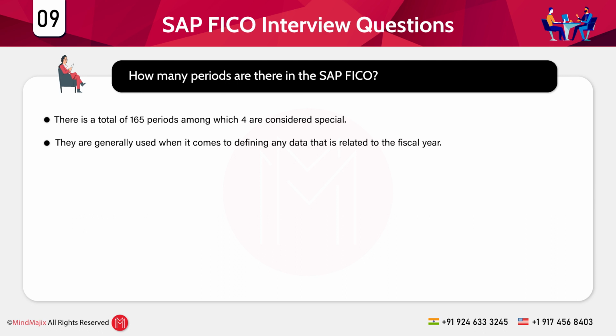The next question over here is, how many periods are there in SAP FICO? So there are a total of 16 periods, among which 4 are considered special or important. They are generally used when it comes to defining any data that is related to the fiscal year. So a user is free to consider the special period anytime when the need for the same arises.